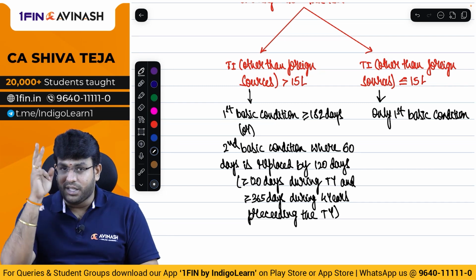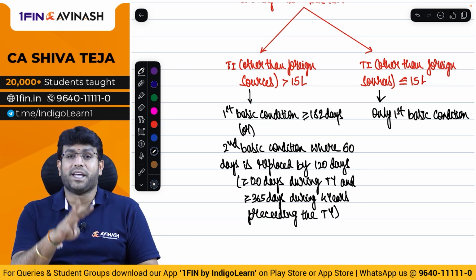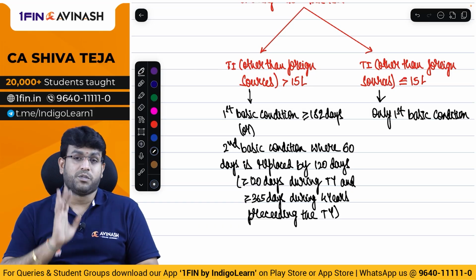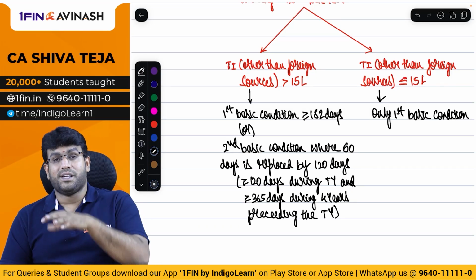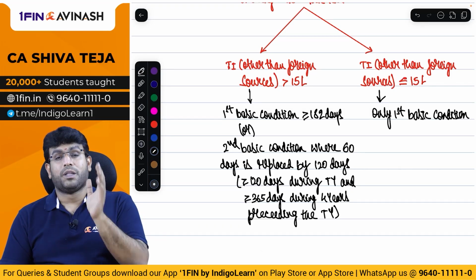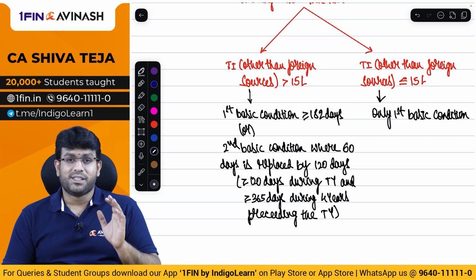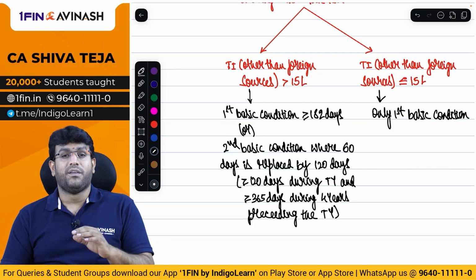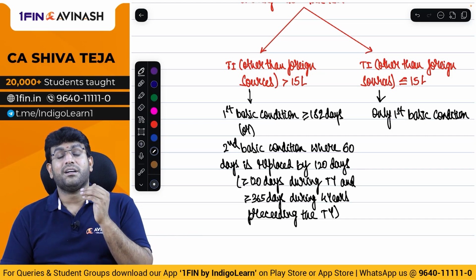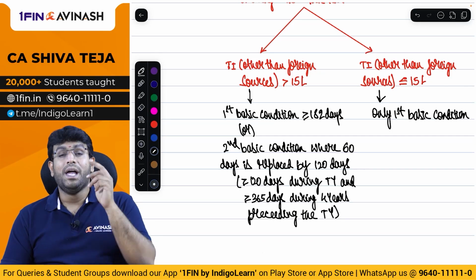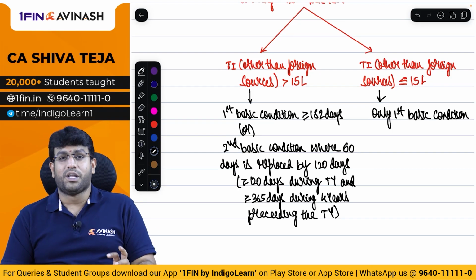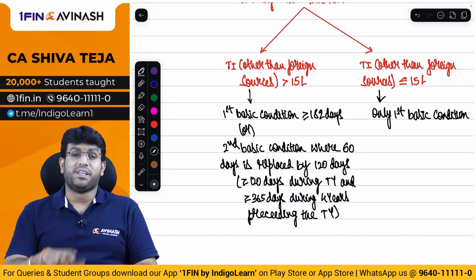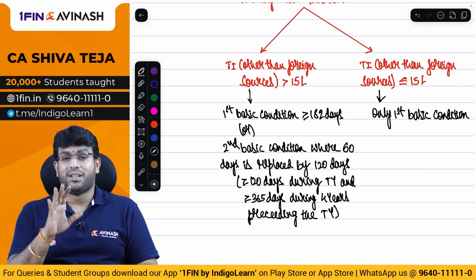And in three special cases, we don't apply the second basic condition, but we apply only the first basic condition. That is, first, an Indian citizen leaving India for the purpose of employment outside India. Second, an Indian citizen leaving India as a member of crew of an Indian ship. Third, an Indian citizen or a person of Indian origin coming to India for a visit during the tax year.